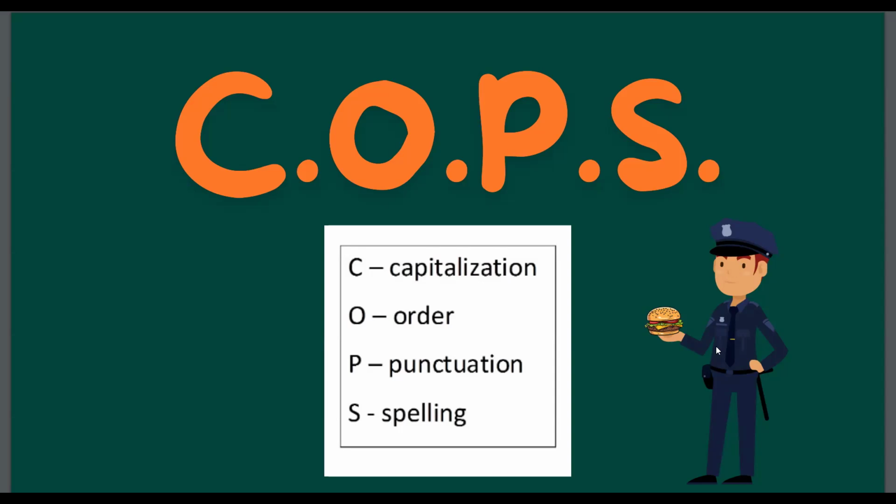Next, order. I want to make sure that my paragraph is in the correct order. Introductory sentence, 3 detail sentences, concluding sentence. Next, P stands for punctuation. I want to make sure that I put commas where they need to be and a period at the end of each sentence, or exclamation point or question mark, whatever punctuation mark I need. And then finally, S is for spelling. I want to reread my paragraph and make sure that I've spelled every word correctly.